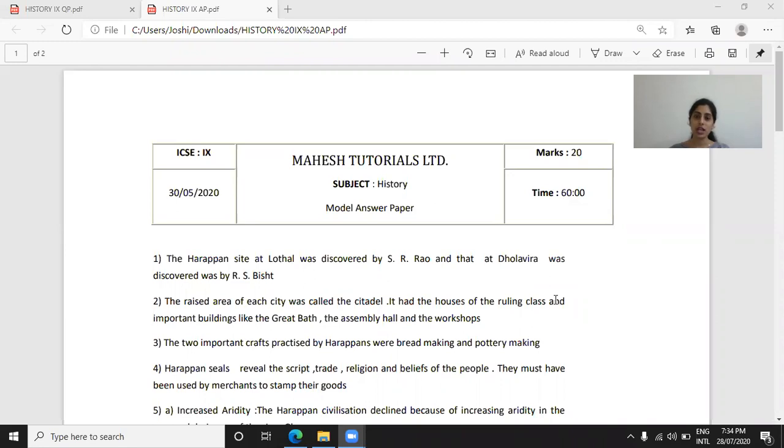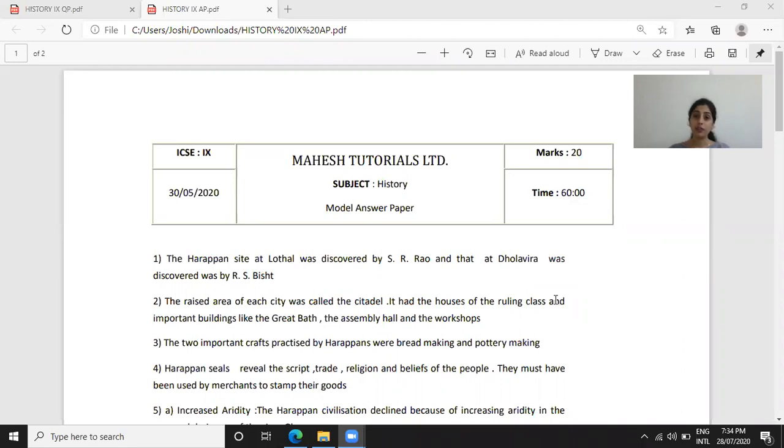Today I am going to discuss the history model answer paper of 20 marks for standard 9th. In this 20 marks paper, we have two sets of questions. Number 1, answer the following for 2 marks each, where we have to solve 5 answers. And number 2, the structured answers of 3 and 4 marks each.